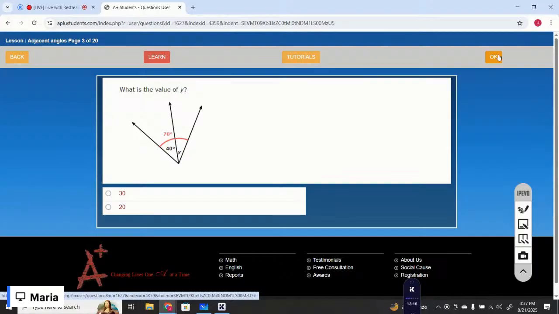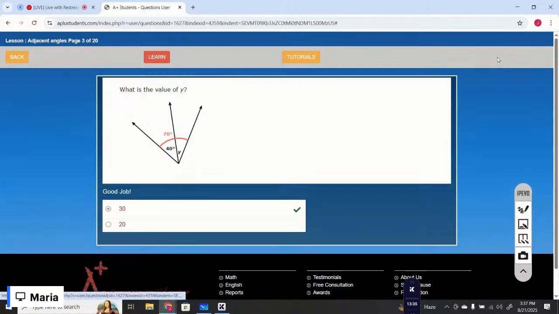The complete angle is 70 degrees. So 70 minus 40 is 30. Option number one is the correct option.